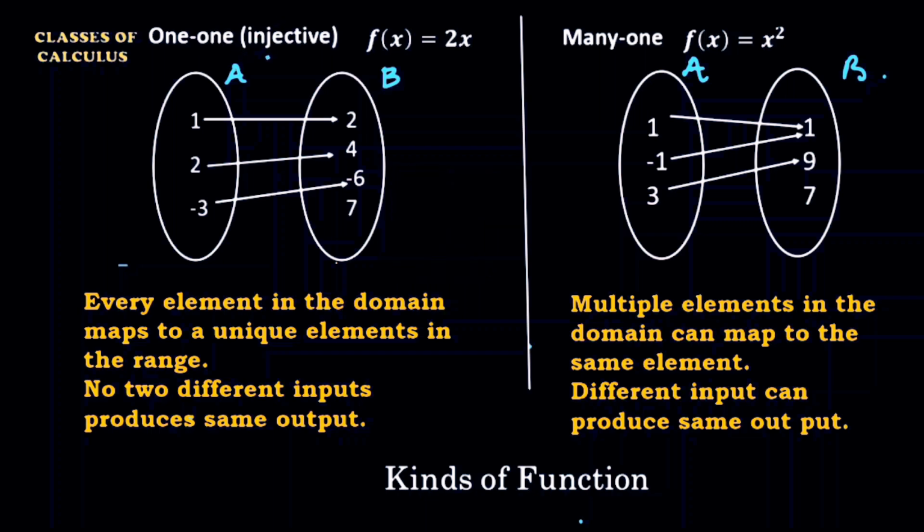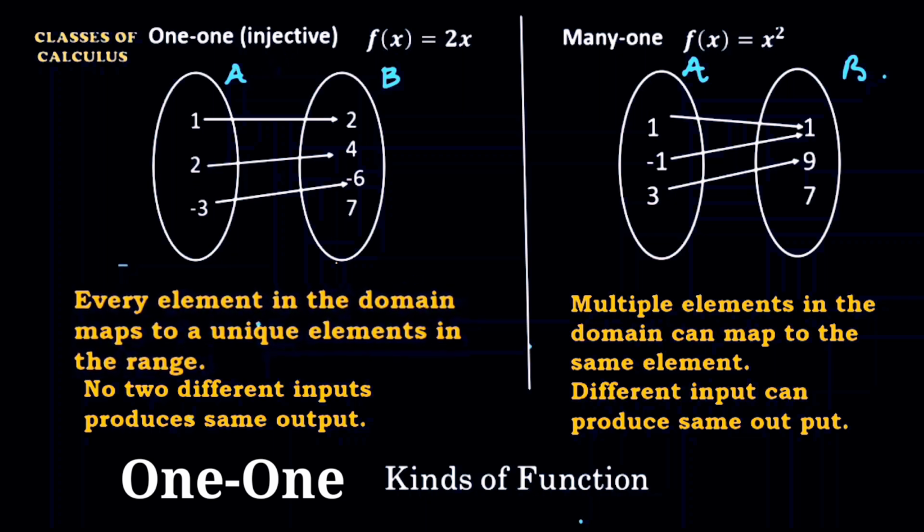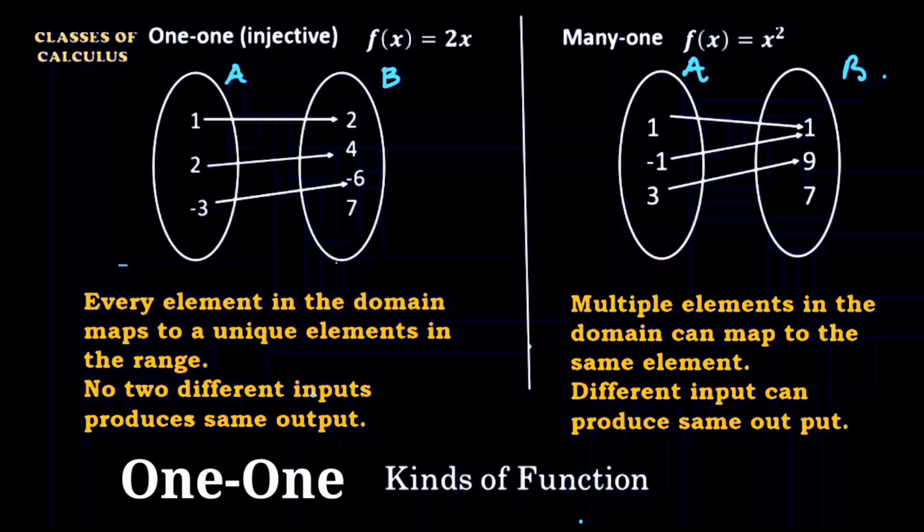This function is also known as an injective function. A function f(x) is one-to-one if every element in the domain maps to a unique element in the range. In other words, no two different inputs produce the same output. And in this condition, the function will be a one-to-one function.